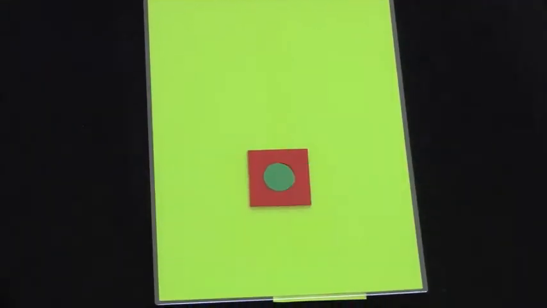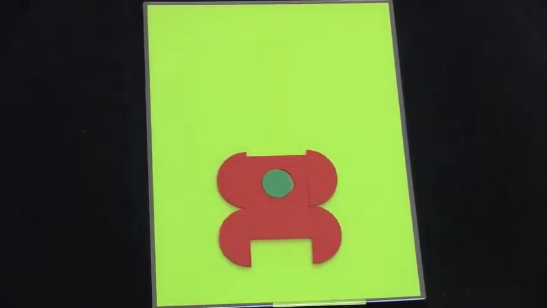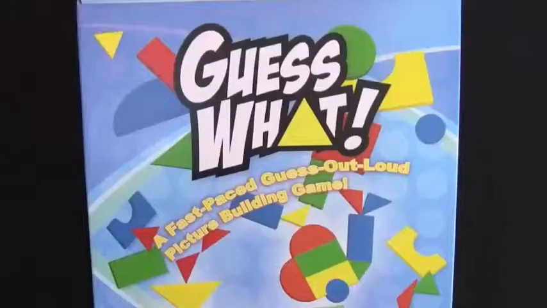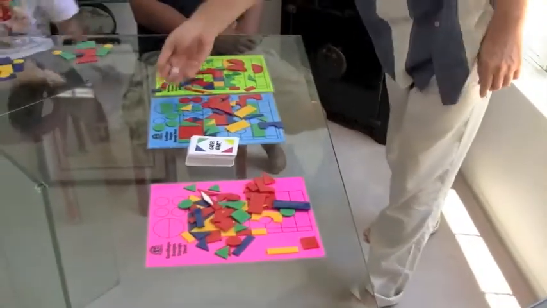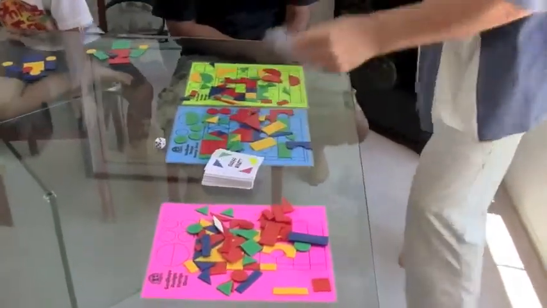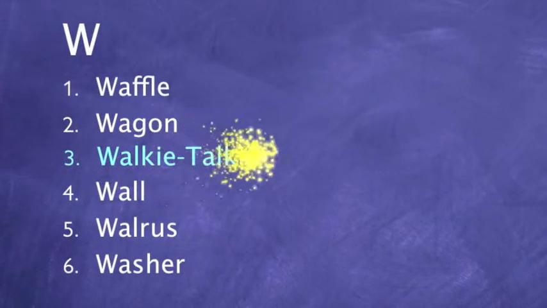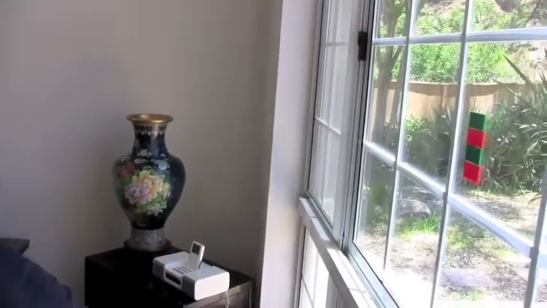Guess what? A fast-paced object building game from EduStic. Can you guess what the object is? Object builders roll a die and draw a card to determine which object they will build. Then they have 2 minutes to build the object with EduStic shapes. As the object builder creates, other players try to guess what the object is.